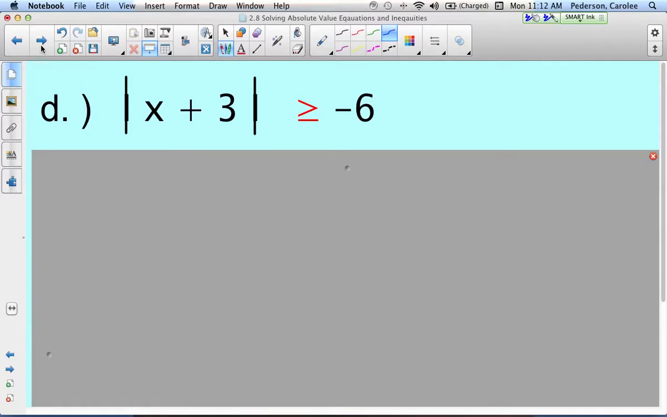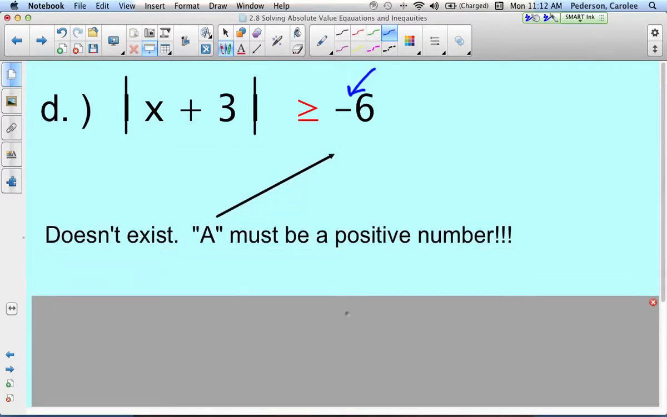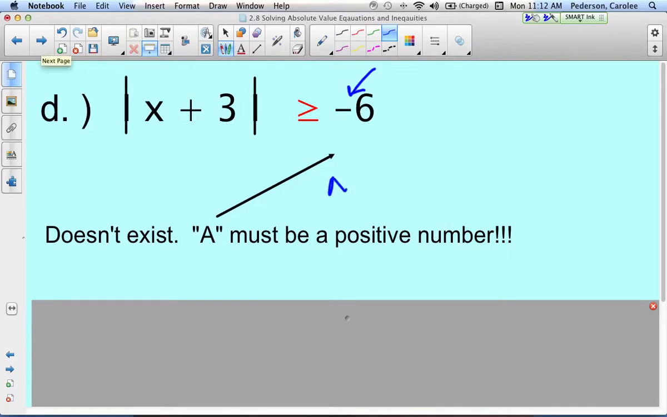This last example has a problem right here. The a, that thing on the right side of the inequality, must be a positive number. So no solution exists with this problem. So be careful on these.